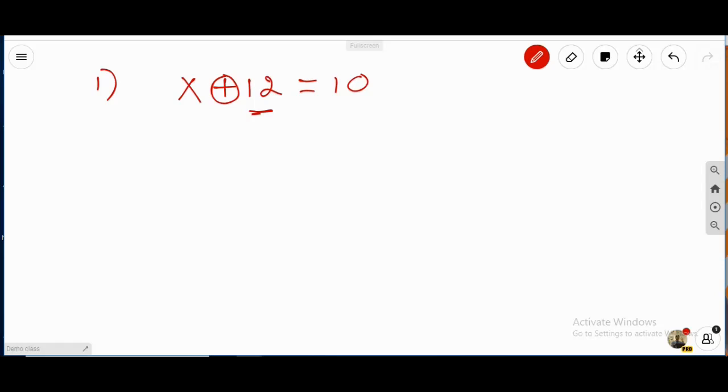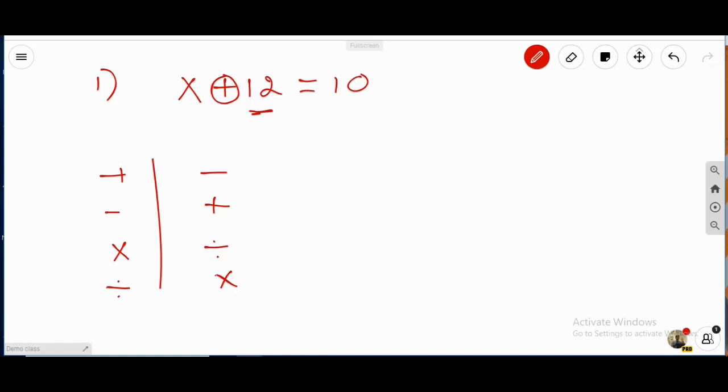So there are 4 simple rules. To undo addition, we use subtraction. To undo subtraction, we do addition. To undo multiplication, we divide. To undo division, we multiply. So these are the 4 simple rules for solving one-step and two-step equations.